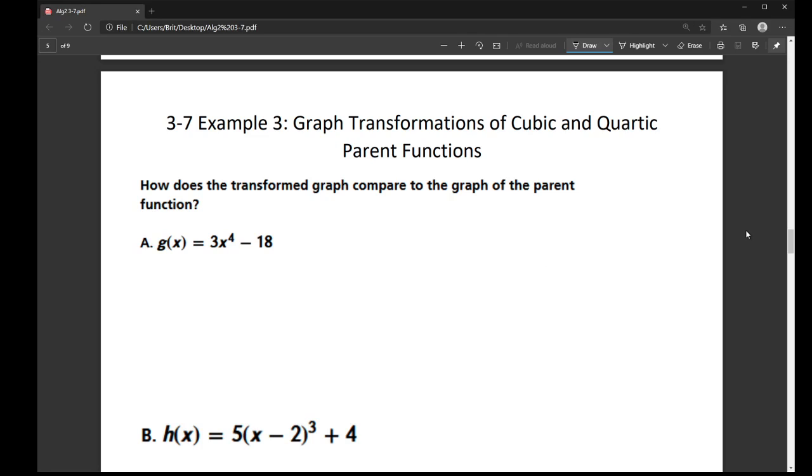In this video, I'm covering example 3 from section 3-7 in the SavvasRealize Algebra 2 textbook. So in this video, we are going to look at graphing transformations of cubic and quartic parent functions.